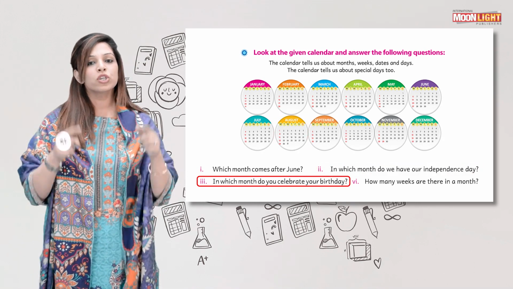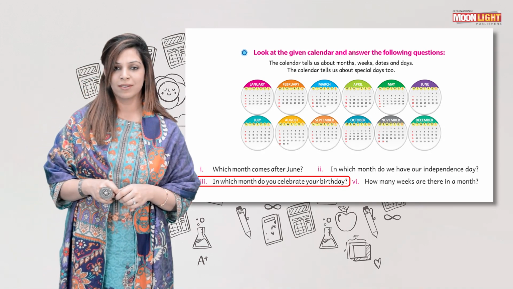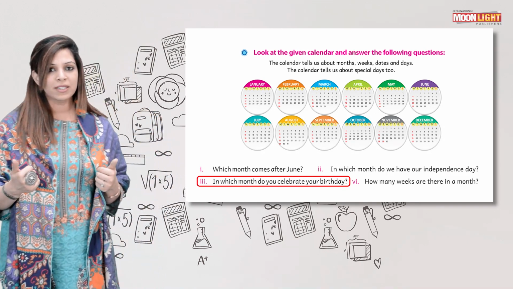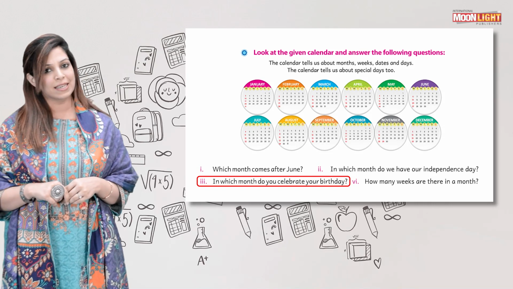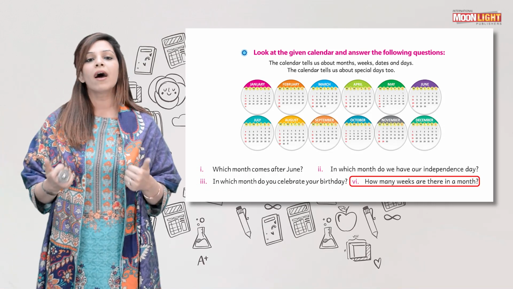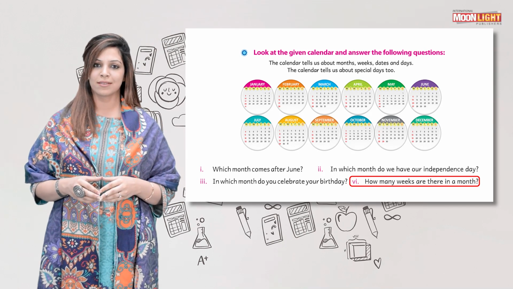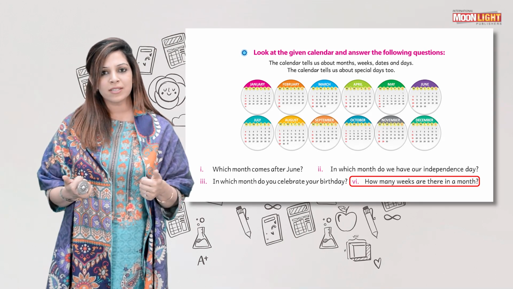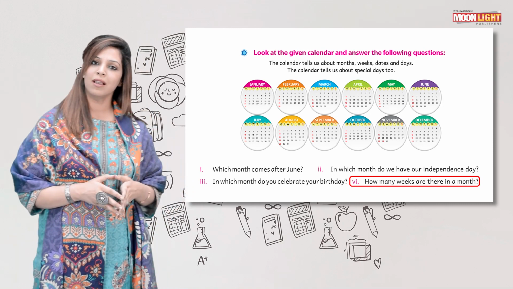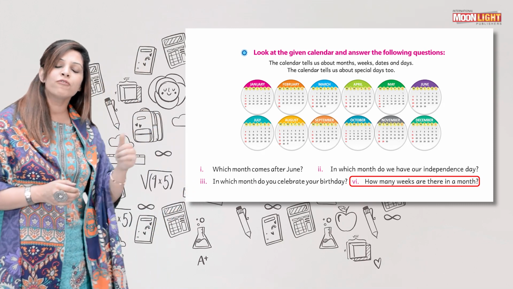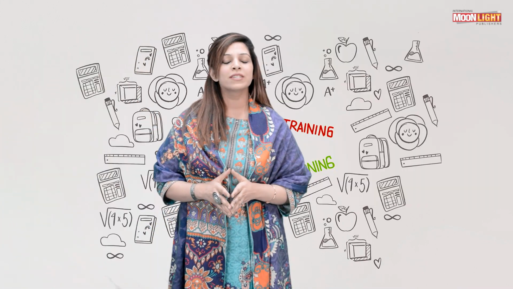In which month do you celebrate your birthday? Think about your birthday month and just encircle it in the calendar. How many weeks are there in a month? Just look at the calendar and get the answer. And yes, we can say that a month lasts till 4.5 weeks. I hope students that you have understood our today's lecture very well.